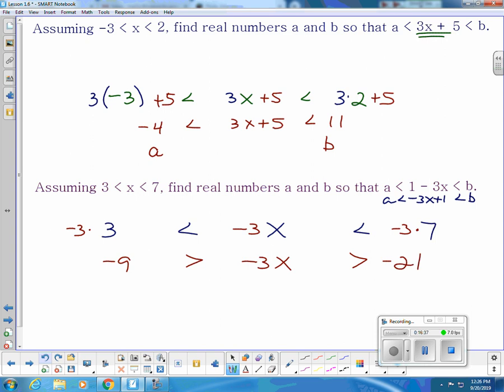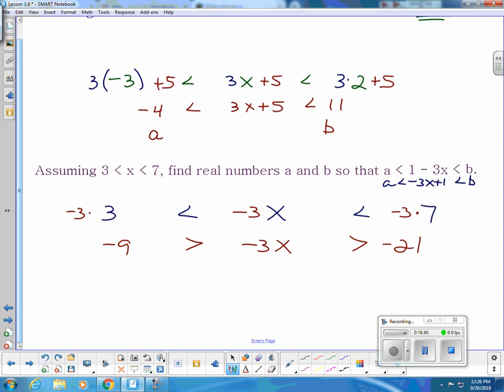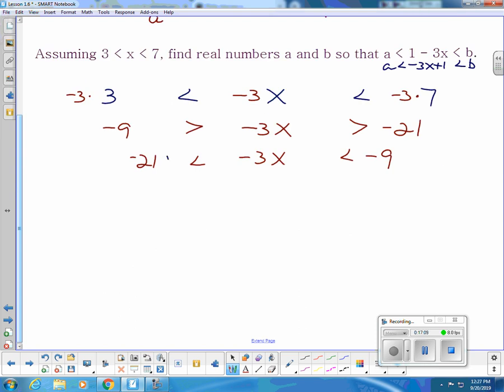Have you ever seen an inequality written that way? Can you do that? Can you have the big guy over here and the little guy over there? You have to reverse this whole thing. -21, the smaller endpoint has to be on the left, and the bigger endpoint has to be on the right. So all we're doing is taking that whole inequality and reversing it. We flipped our symbols, and now I have to rewrite it properly. Okay? And then the last step is to add the 1. So -20 is less than -3x plus 1, which is less than -8.